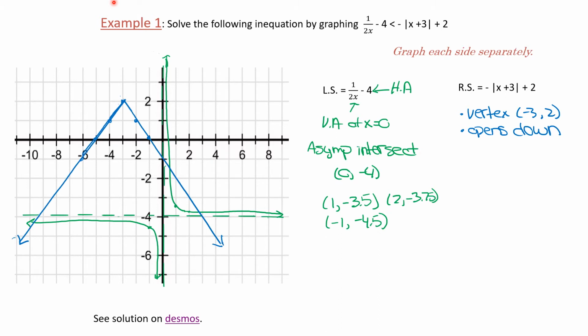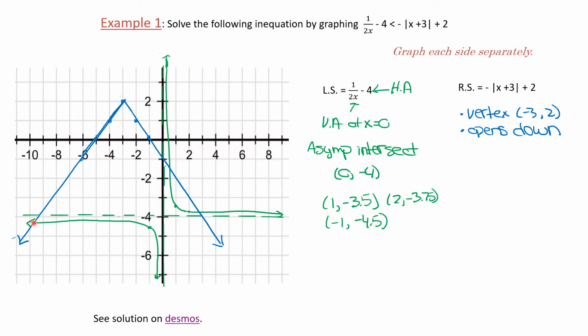All right, so the question said solve by graphing, and we're looking for where the green one, this one, is less than the blue one, the absolute value. Where's the green one less than it? So we always start from the left, going from the left. Our points of intersection are very important. So here's a point of intersection right here.